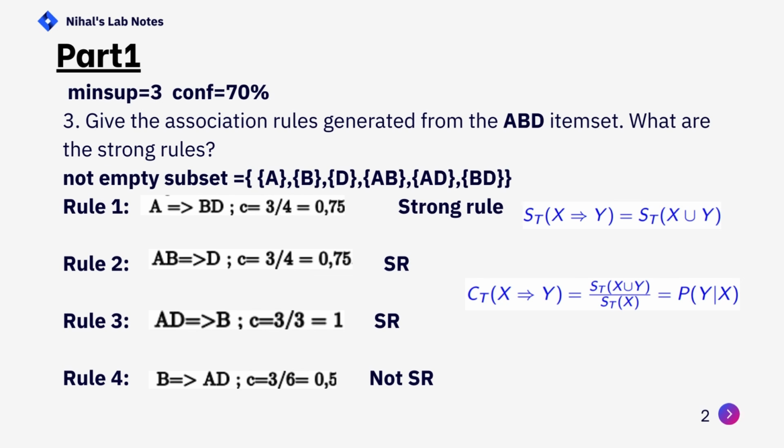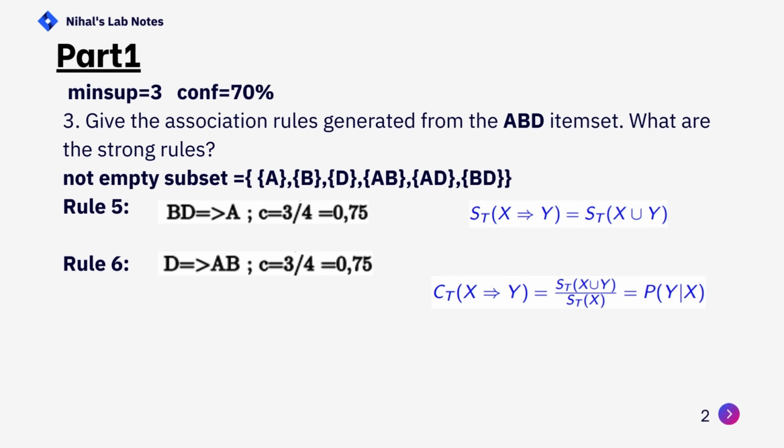Now, what are the strong rules? For the first rule, the confidence is equal to 75%. It's greater than 70%, our minimum confidence, so it's a strong rule. The second rule is also a strong rule because 75% is greater than 70%. For rule number 3, 100% is greater than 70%, so also it's a strong rule. For rule number 4, it's equal to 50%, so the confidence is less than 70%. It's not a strong rule.